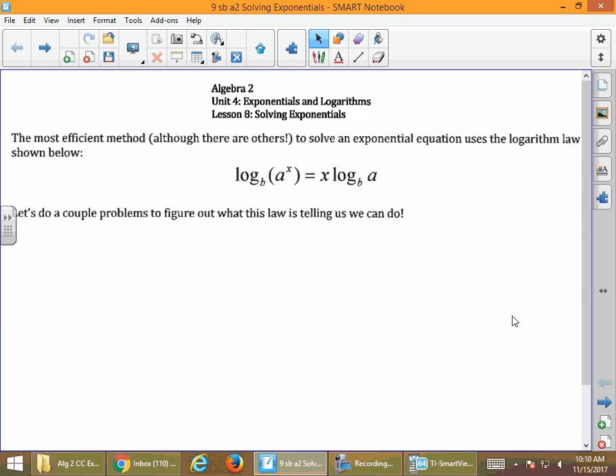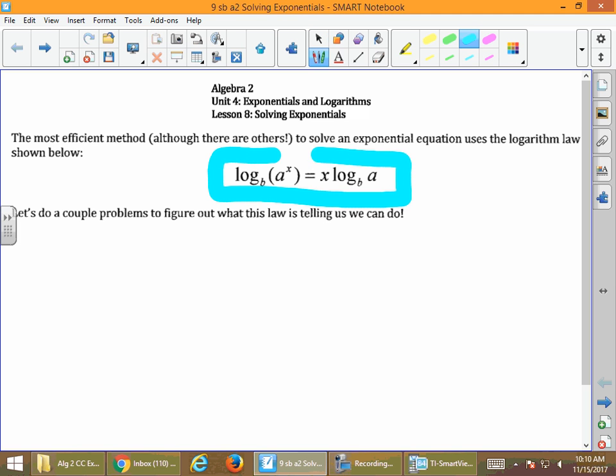Today we're going to talk about how to solve an exponential equation with logarithms. And in order to solve an exponential equation with logarithms, we frequently need to use what's written here that I'm actually going to highlight because I think it's important enough to. What I oftentimes call the power property of logarithms.